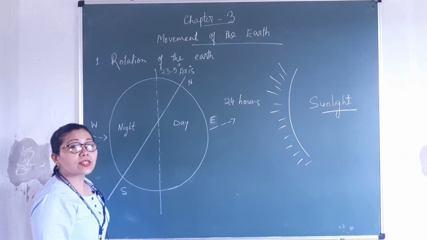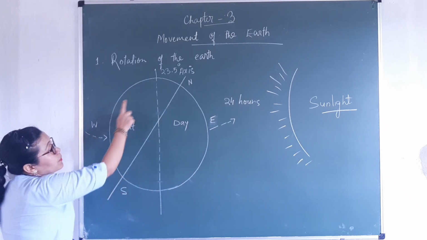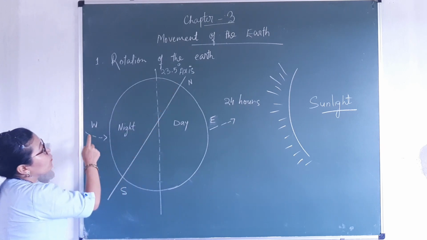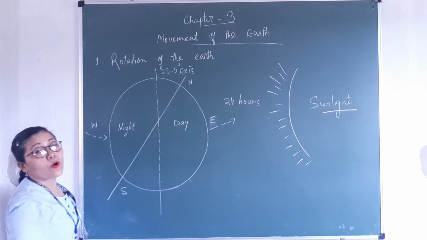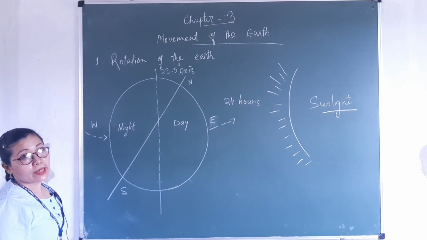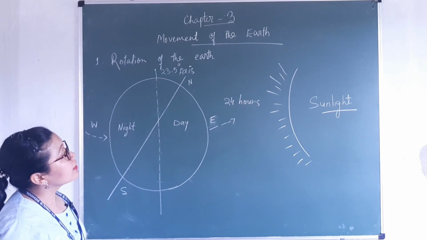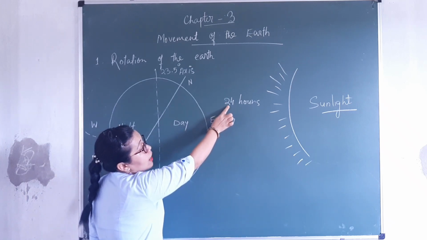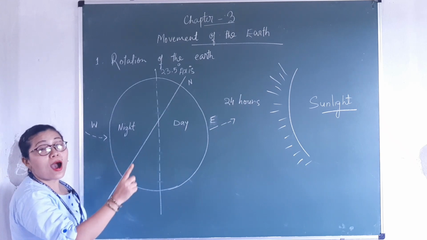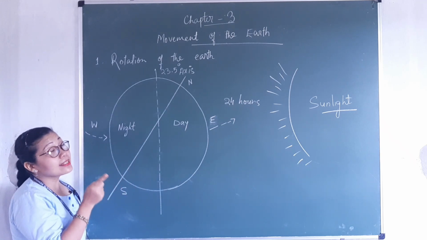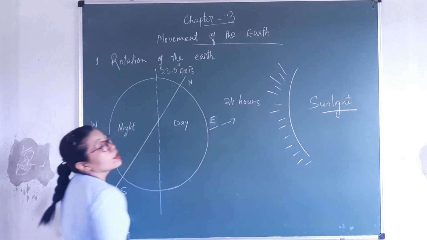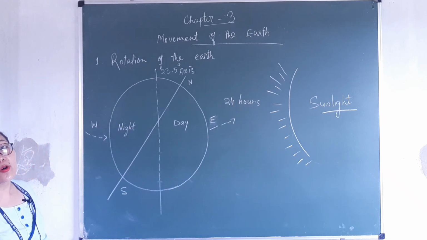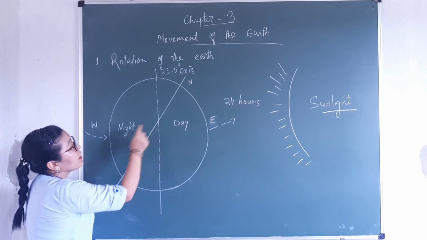So what do you mean by rotation of the Earth? The spinning movement of the Earth on its axis from west to east is called rotation of the Earth. Okay? And the Earth takes 24 hours to complete one rotation. And this rotation of the Earth causes day and night.